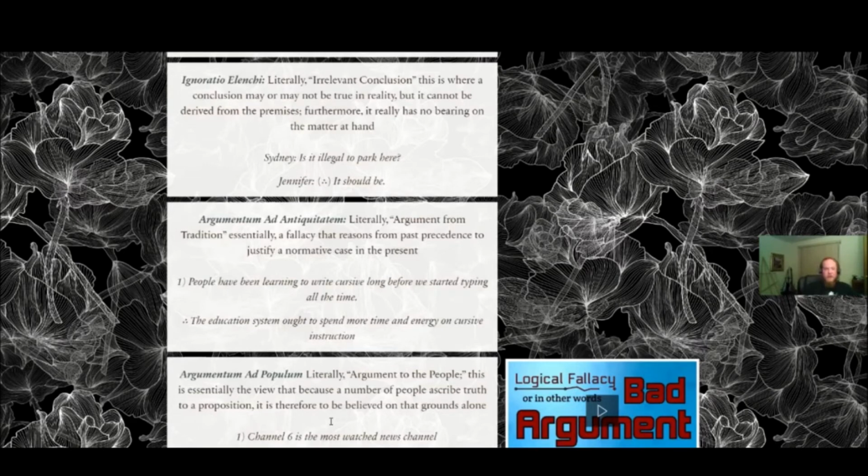Ignoratio elenchi. Literally that means irrelevant conclusion. This is where you bring up something else altogether. It has nothing to do with what's going on. It might seem like it in the moment. Consider this conversation. Sydney asks the question, "Is it illegal to park here?" And Jennifer says, "It should be." Maybe it should be. But is it illegal to park here? Yes or no? Someone's brought up something else.